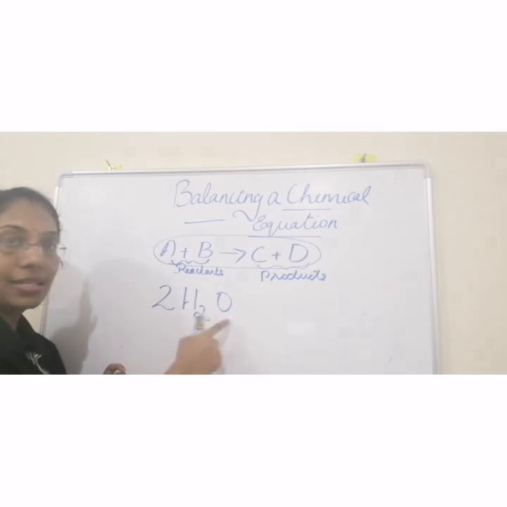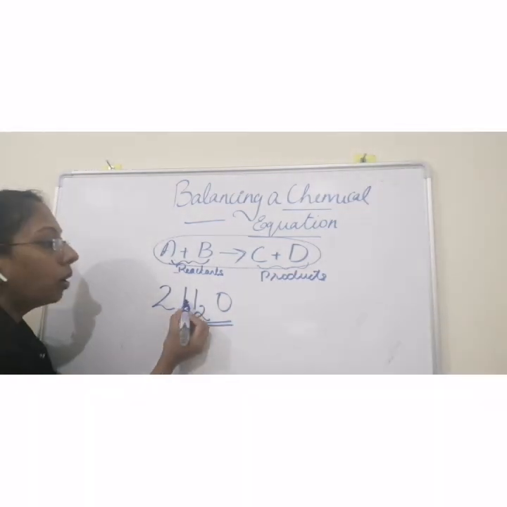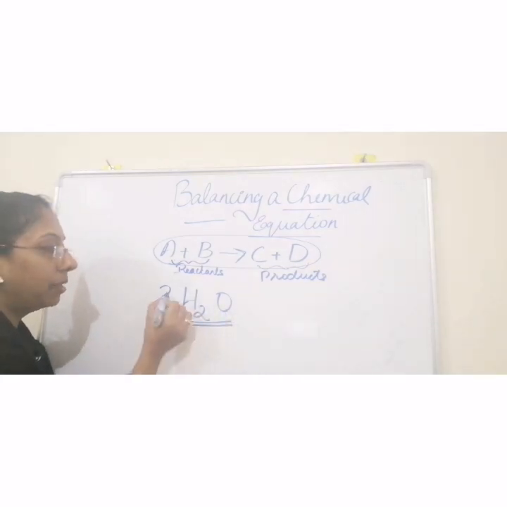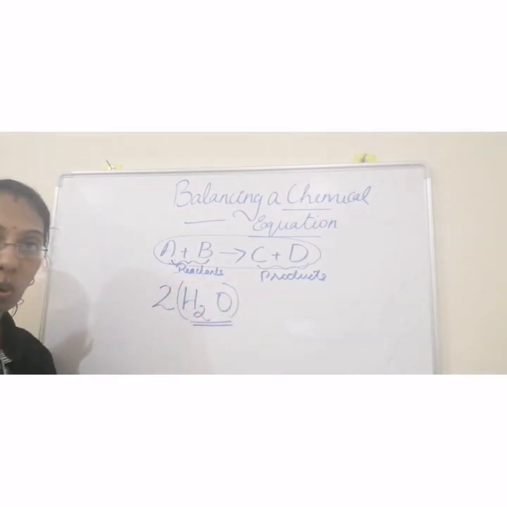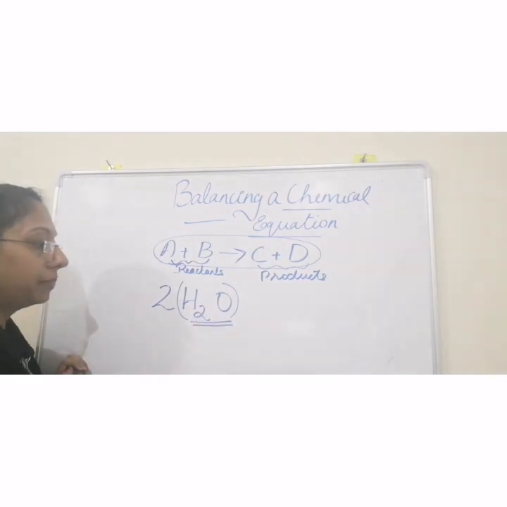For example, we consider the molecule of water. This is water. In water, we know that there are 2 hydrogen atoms and 1 oxygen atom. The 2 represents that there are 2 molecules of water. What does it represent? 2 molecules of water.